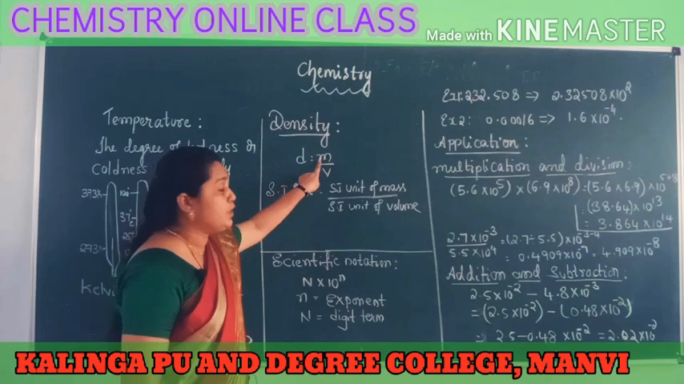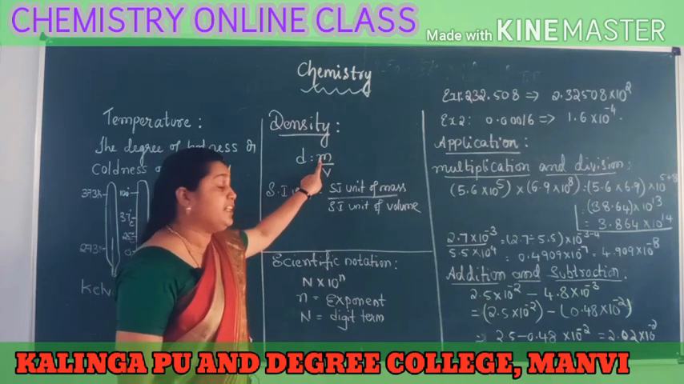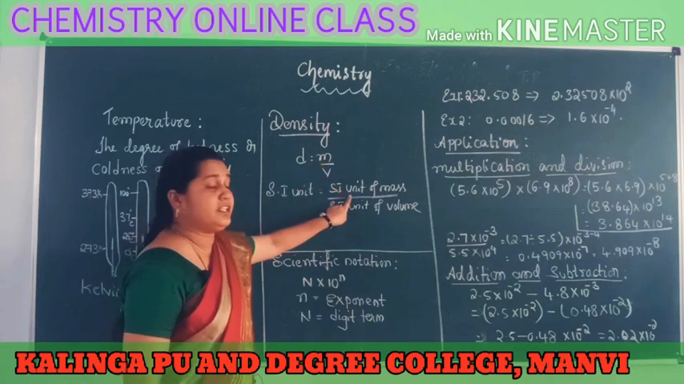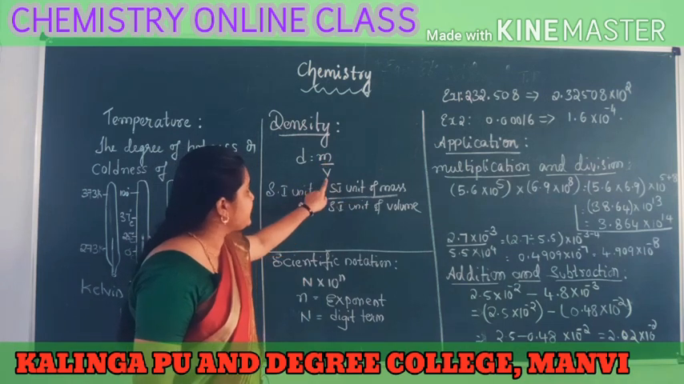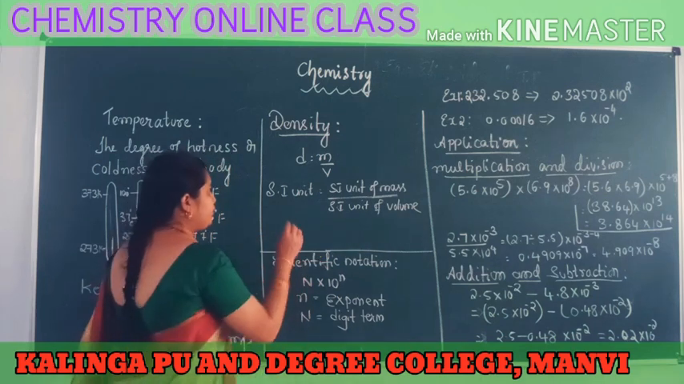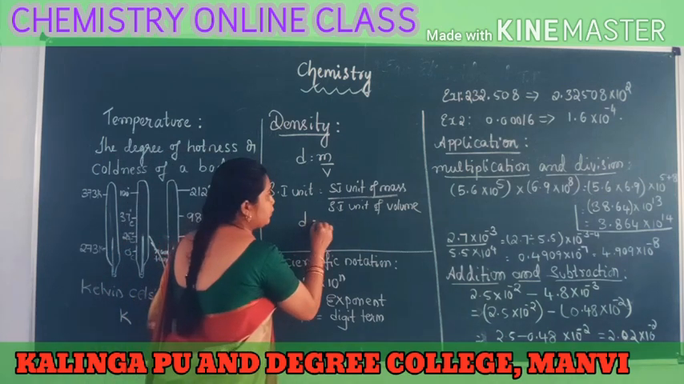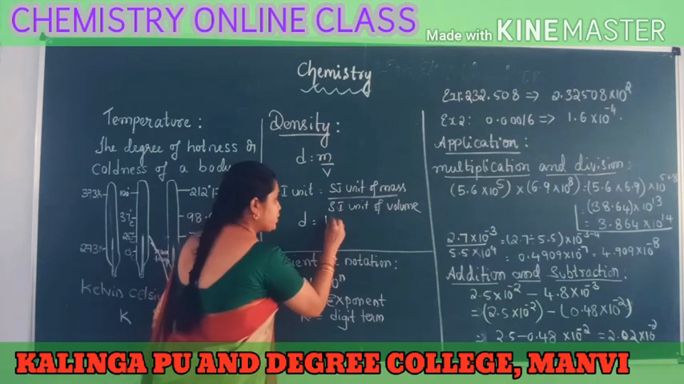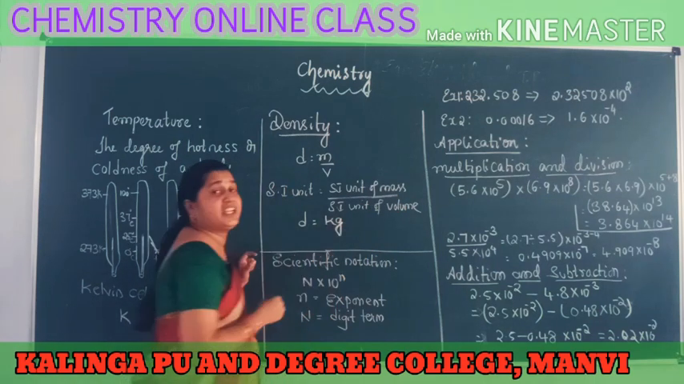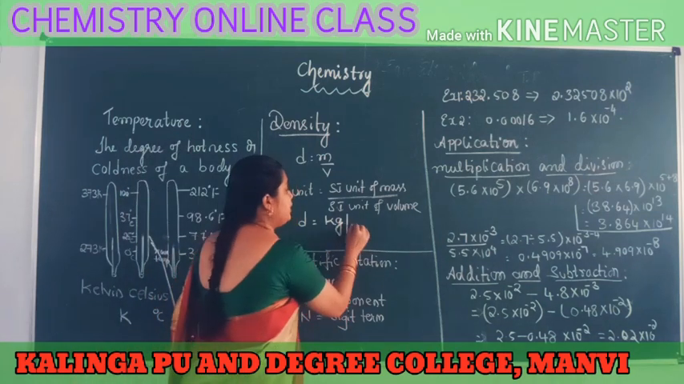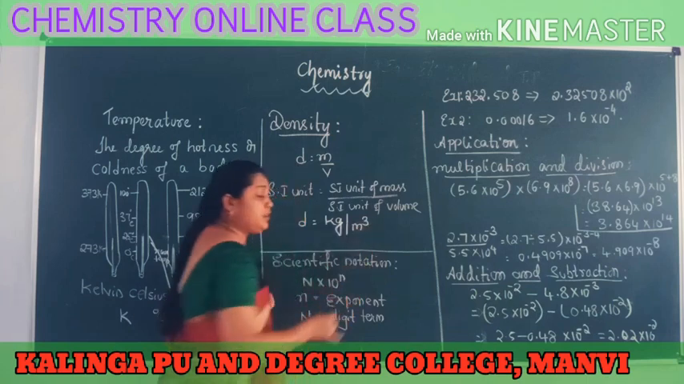Then you can see that the density unit, D, is equal to the SI unit of mass. Mass is measured in kilogram according to the SI system, and volume is measured in meter cube, because volume is given by the formula length into breadth into height. Length is measured in meter, breadth is also measured in meter, height is also measured in meter. So kg per meter cube is the unit of density in the SI system.